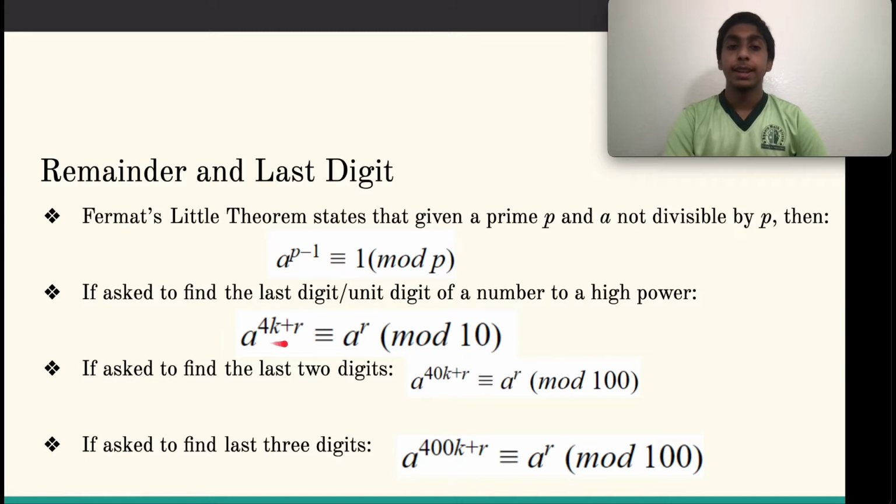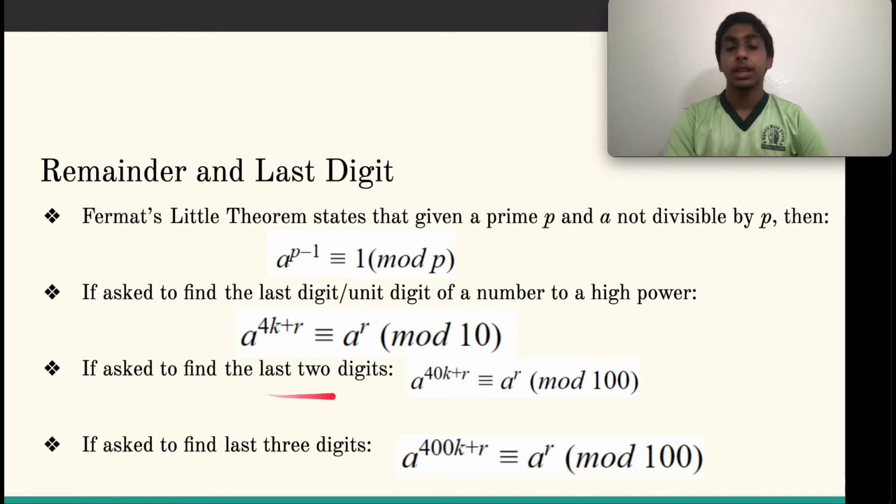So when you break down your bigger power into this, then you can simplify it to simply a to the power r, because these two are congruent when they're divided by 10. Basically, this is saying that when a to the power r is divided by 10, you're going to get this remainder, a to the power r, right? A to the power r is your remainder here. You're going to get the same remainder over here when you do it with this. And your remainder here is going to be your last digit. So what it's saying is basically you can break this down into a to the power r.